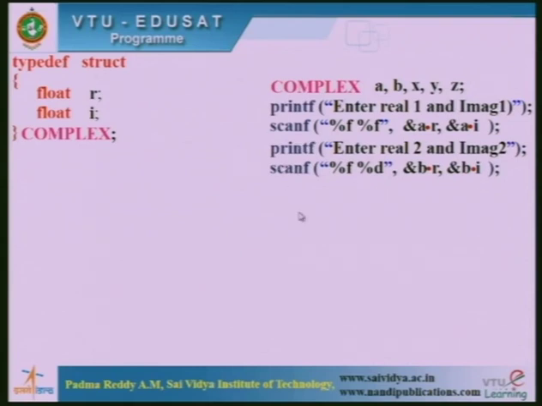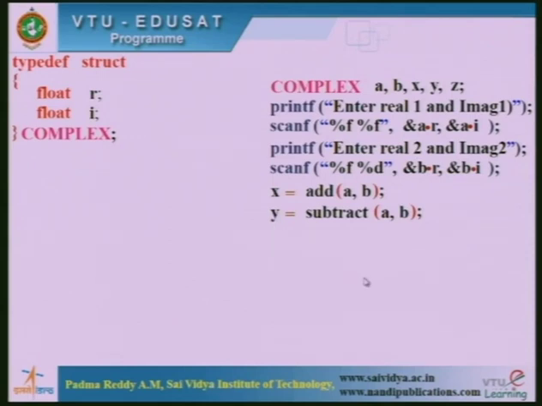Now what should I do with this a and b? We have to add, so call the function add. Add what? Two complex numbers a and b, and store the result in the variable x. So here I write x equal to add a comma b. Next I have to subtract complex numbers, so let me use the function subtract. Let me pass two arguments a and b, which means a minus b, and let us store the result in the variable y.